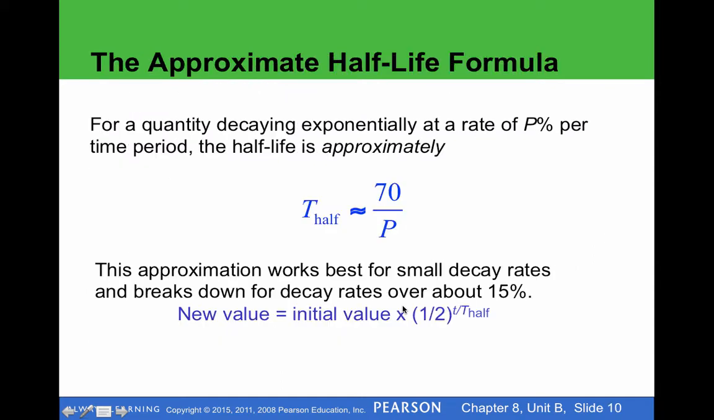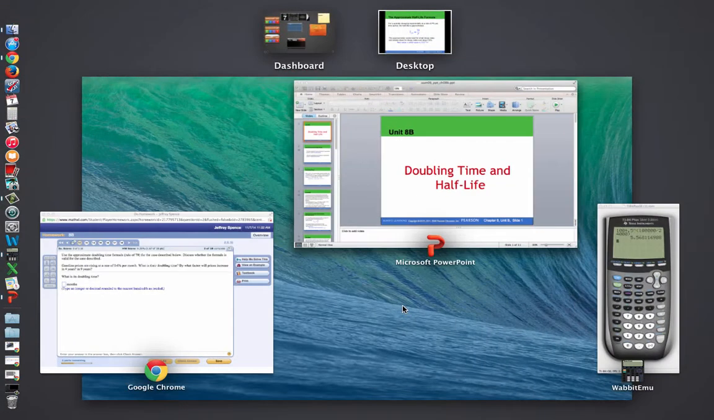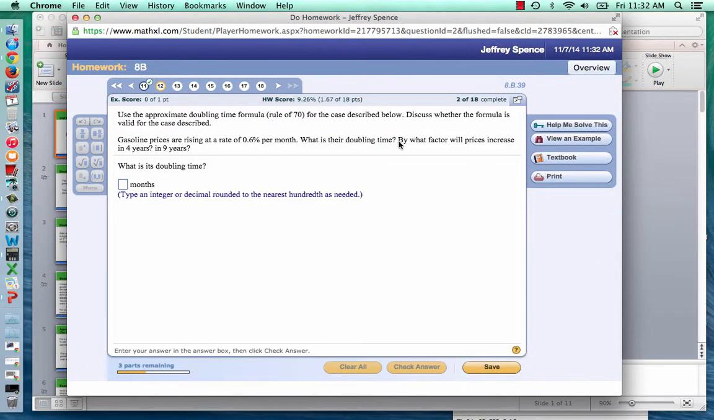Okay. So for a quantity decaying exponentially, let me do another example in homework here. I'll do those notes in a minute. I think it was 17. Okay. Use the approximate half-life formula below. Discuss whether the formula is valid. So urban encroachment is causing the area of a forest to decline at 10% per year. What is the half-life of the forest? What fraction of the forest will remain in 30 years?